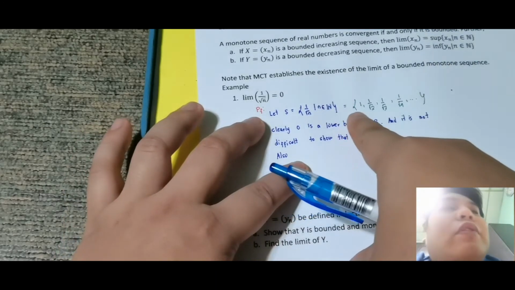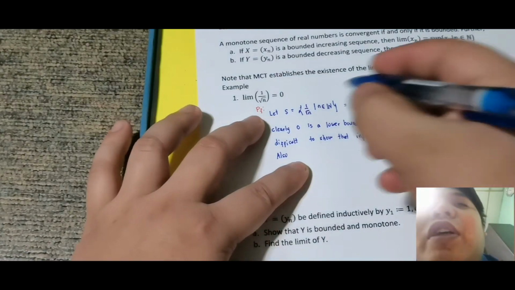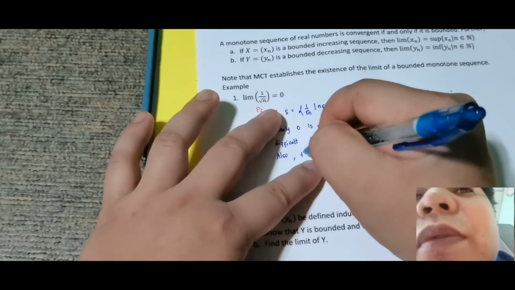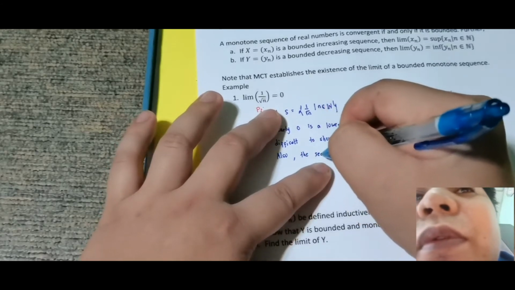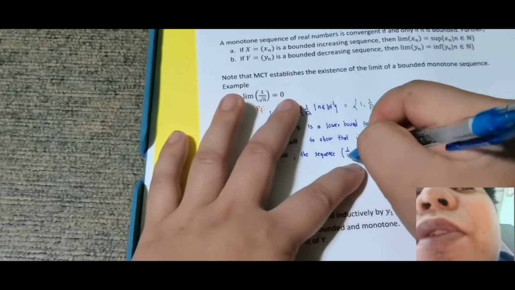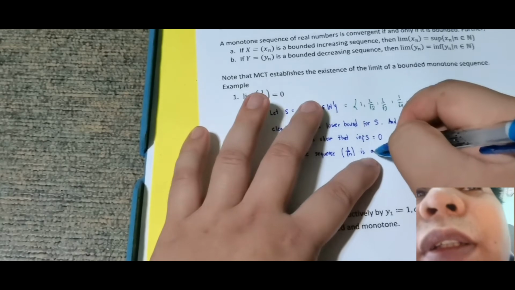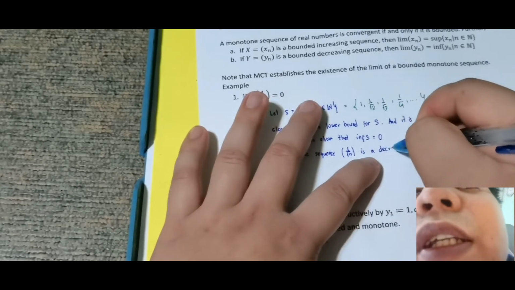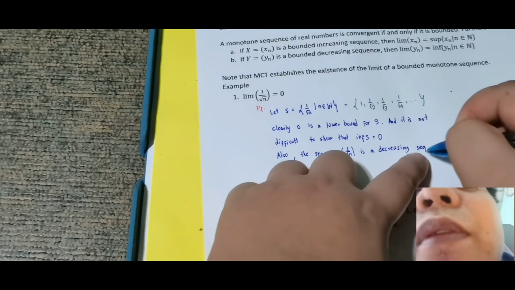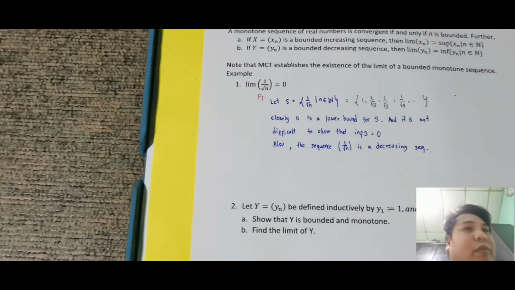Nung in-evaluate ko kasi yung set, pansin mo, palit siya. So, kung gagawin ko siyang sequence, palit din talaga yung value. Also, the sequence 1 over square root of n is a decreasing sequence. Okay? Isa rin sa napansin ko, decreasing siya. Ikaw rin napapansin mo yan, sir, decreasing siya.